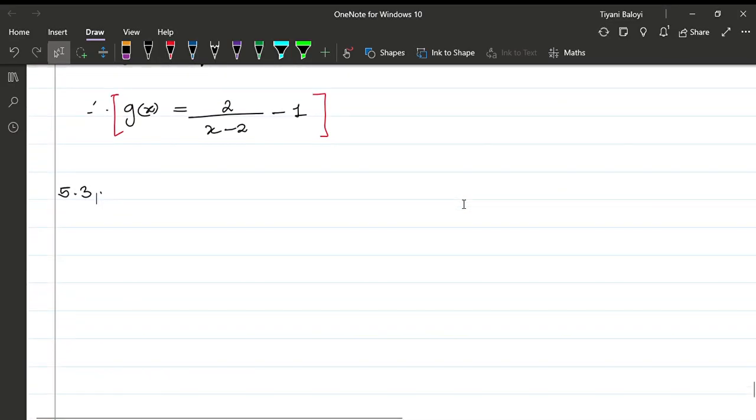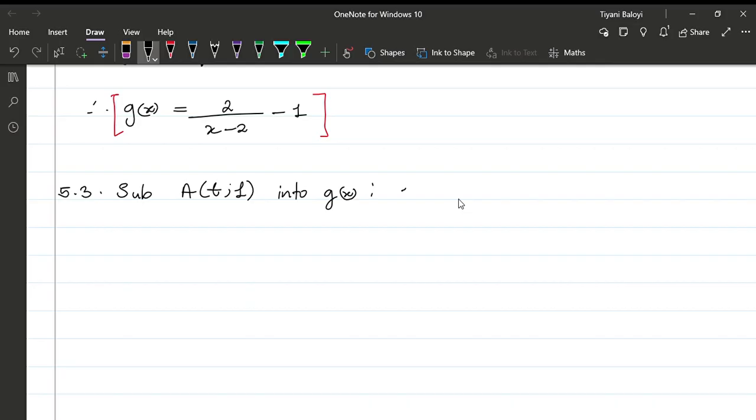So let's do this. Substitute a, which is t, into g of x. We're going to have 1, because this is the y value, equals 2 over t, because this is your x value, minus 2, minus 1. You take the minus 1 to that side, it becomes positive, so you have 2 over t minus 2. You cross multiply: 2 multiplied by t minus 2, which is 2t minus 4, because that's 2 multiplied by minus 2, and then 2 by 1 is 2, right?